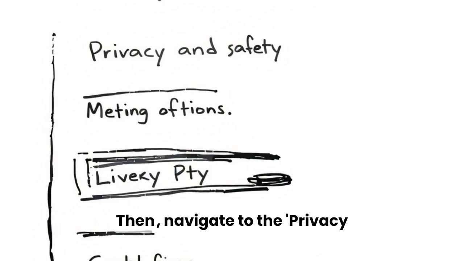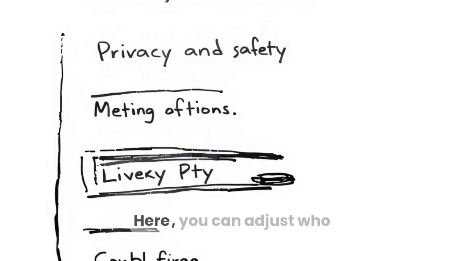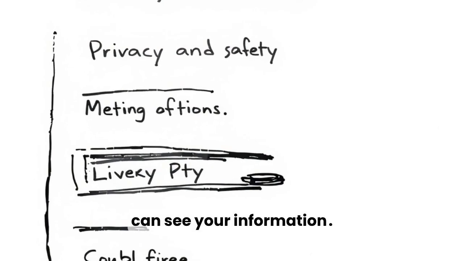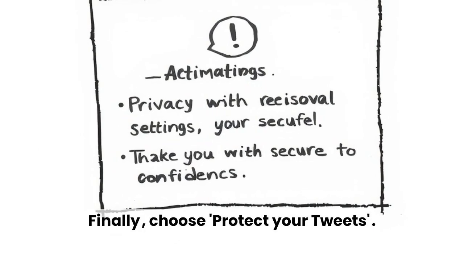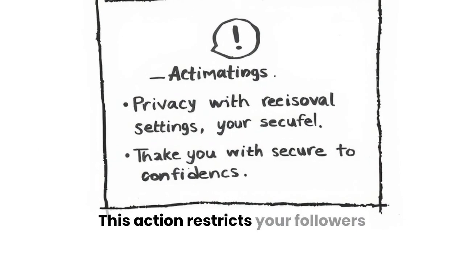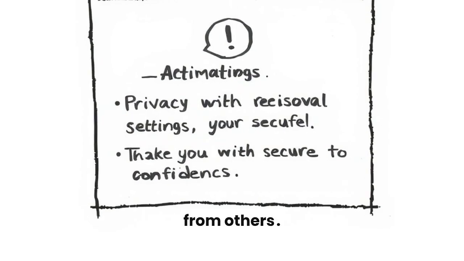Then, navigate to the Privacy and Safety tab. Here, you can adjust who can see your information. Finally, choose Protect Your Tweets. This action restricts your followers and hides your following list from others.